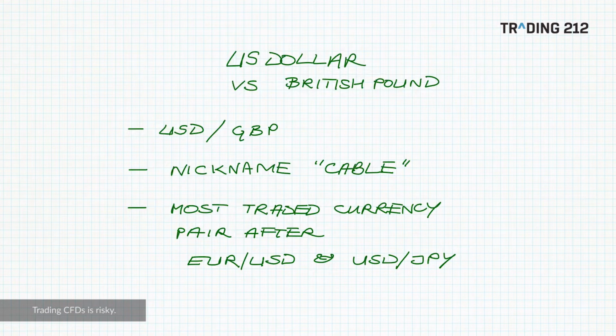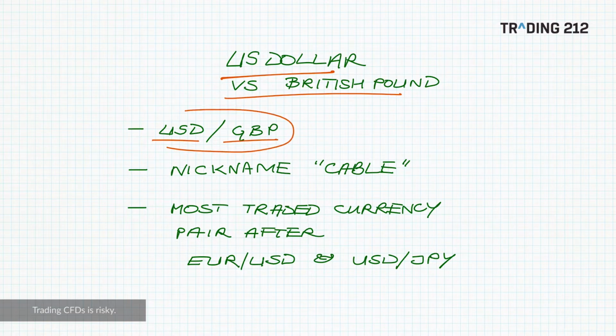The US dollar versus the British pound is one of the most popular currency pairs. As we established in some of our earlier videos, the three-letter code for the US dollar is USD, and the three-letter code for the pound is GBP. And so we write dollar against the pound as USD/GBP like that. And the nickname for the currency pair is cable, and that's a term that dates all the way back to the 19th century.